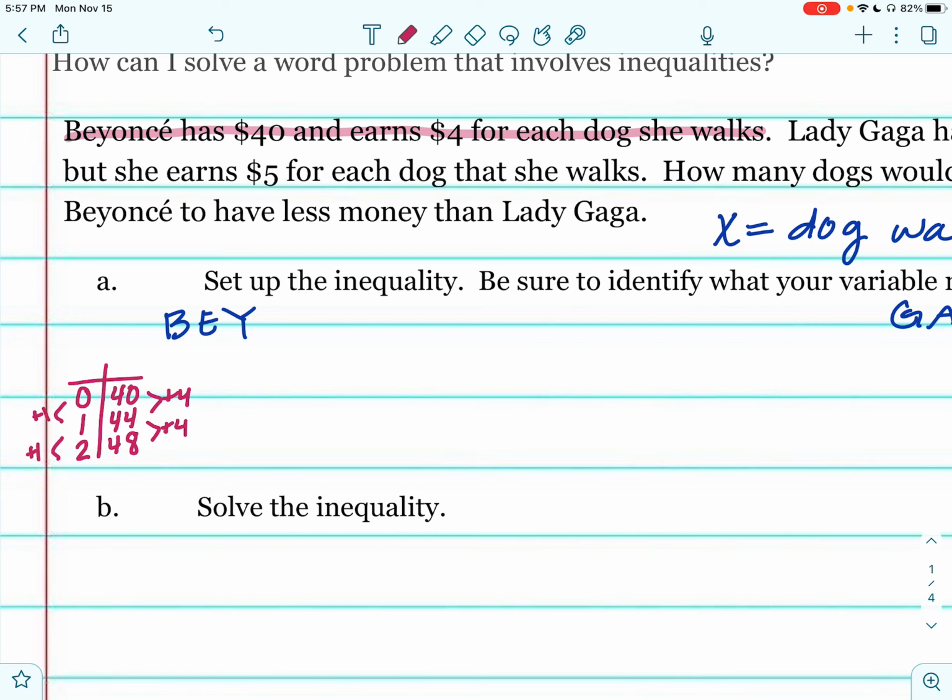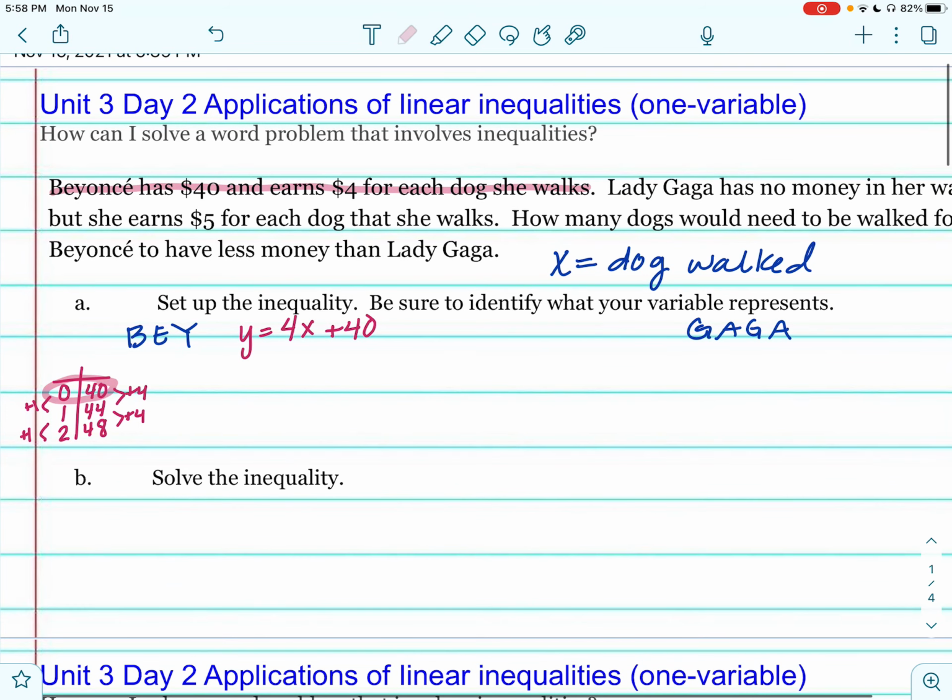So Beyonce's slope is 4. 4 over 1 is 4. Beyonce's y-intercept, where x equals 0, is 40. Okay, what about Lady Gaga? I'll choose a different color for Lady Gaga.